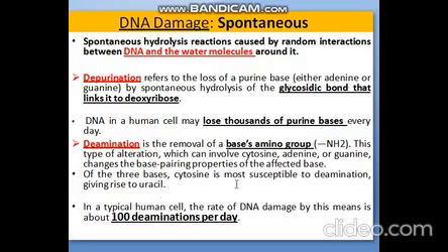So in a typical human cell, the rate of DNA damage by this means is about 100 deaminations per day, and that's huge: 100 deaminations per day.